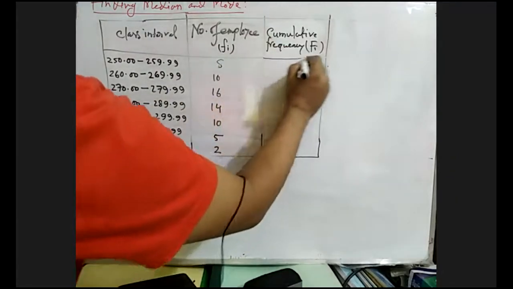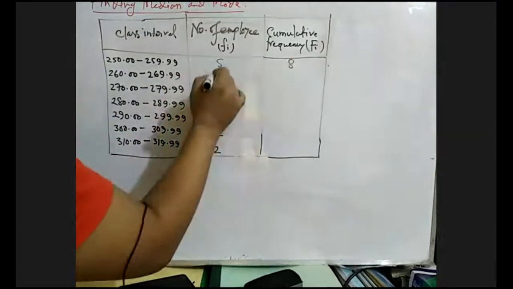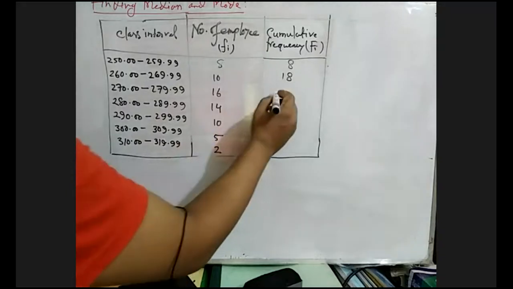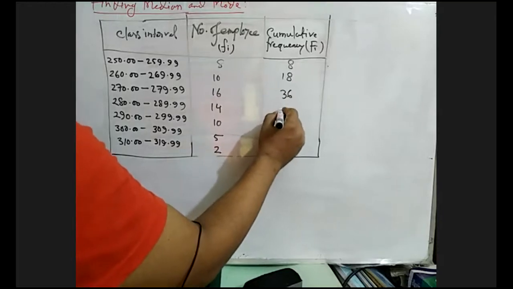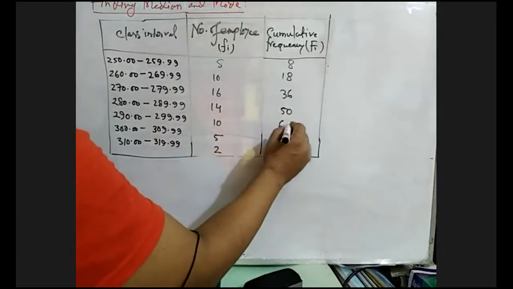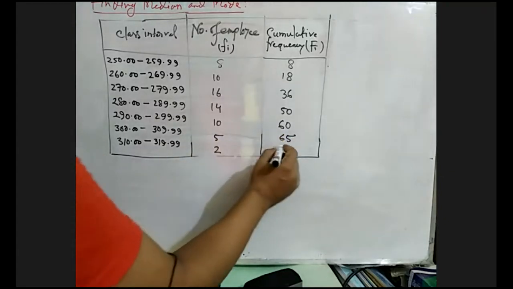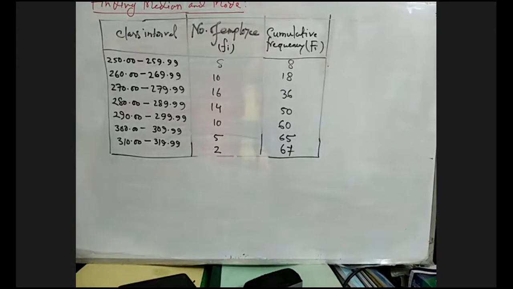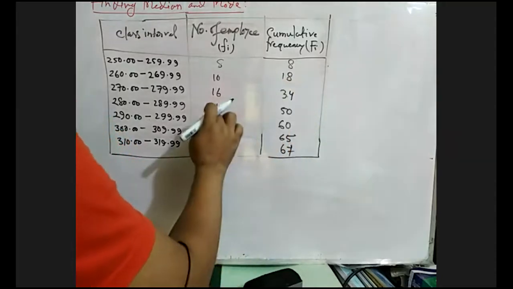And we have to construct the cumulative frequency column. First of all, how to find the cumulative frequency? This will be 8, and 8 plus 10 will be 18. Okay, 16 plus 18 is 34. Then 34 plus 14 is 48... wait, the earlier cumulative value was wrong, it should be 34. Yes, there is a mistake. So 34 plus 14, what will be?